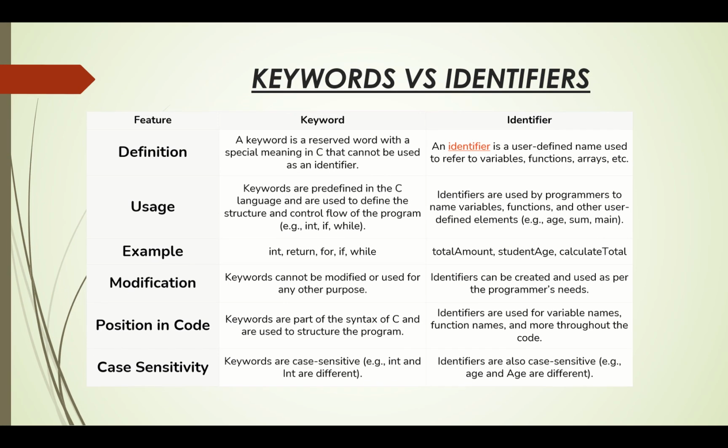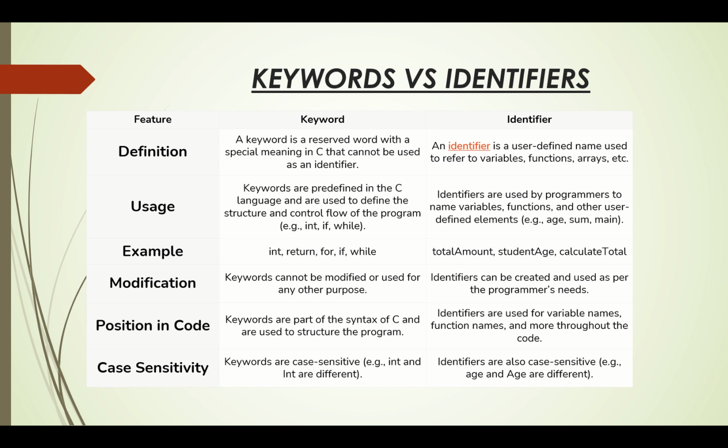Next, the difference between keywords and identifiers. A keyword is a reserved word with a special meaning in C that cannot be used as an identifier. An identifier is a user-defined name used to refer to variables, functions, arrays, etc. Keywords are predefined in the C language and are used to define the structure and control flow of the program. Example: int, if, while. Identifiers are used by programmers to name variables, functions, and other user-defined elements. Example: age, sum, main.